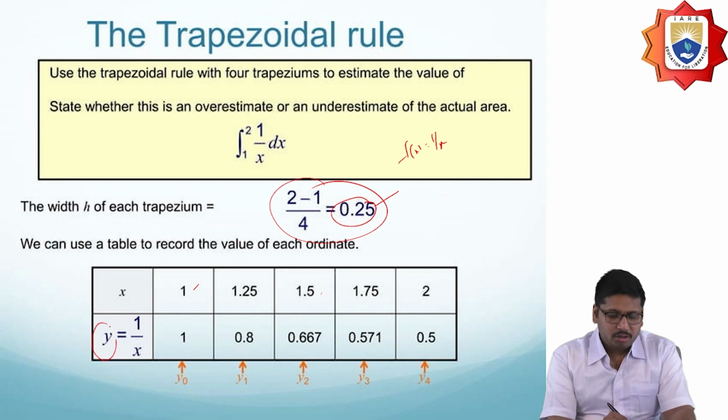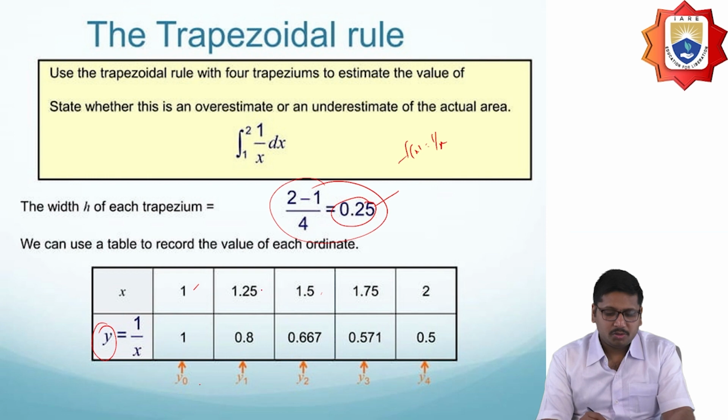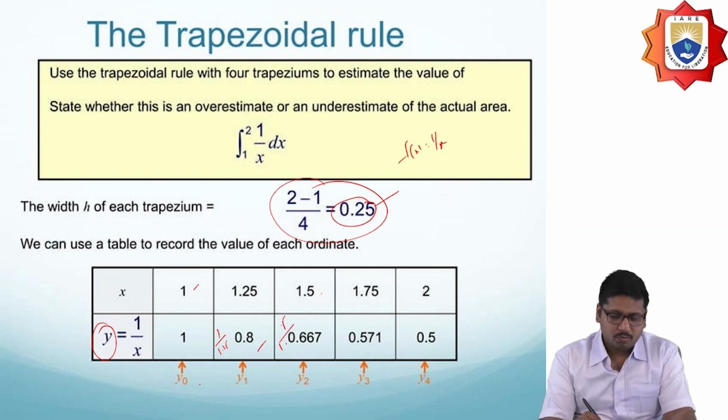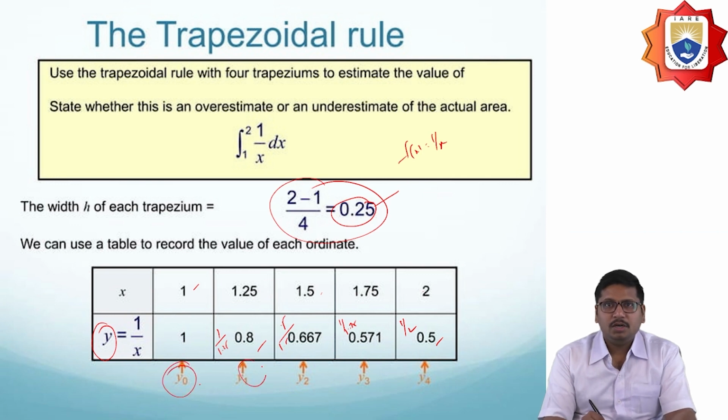Then I'm going to find the y values. The y value is going to be given by 1 by x. So here if x is equal to 1, y should also be 1, that is the y0 value. And by substituting 1 by 1.25 here, I'm going to get 0.8, then 1 by 1.5, 1 by 1.75, 1 by 2. So these are all the values of y0, y1, y2, y3, and then y4.